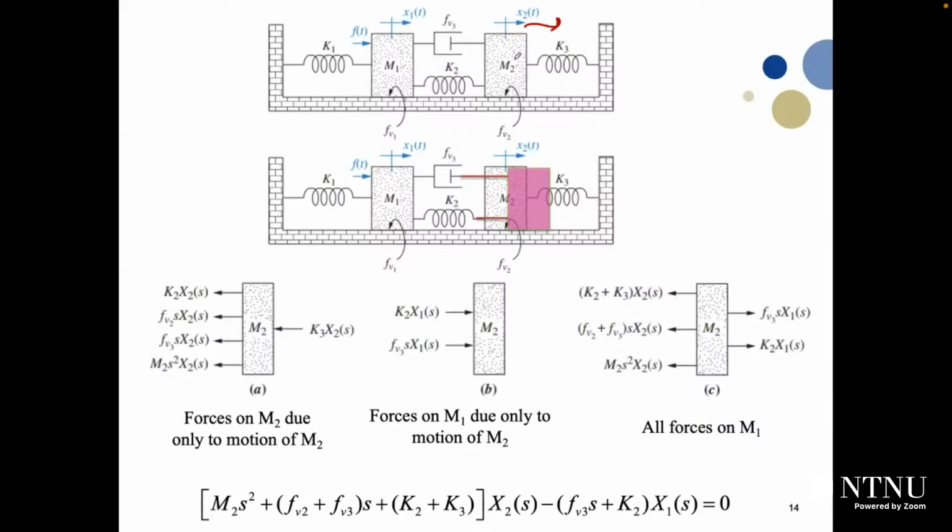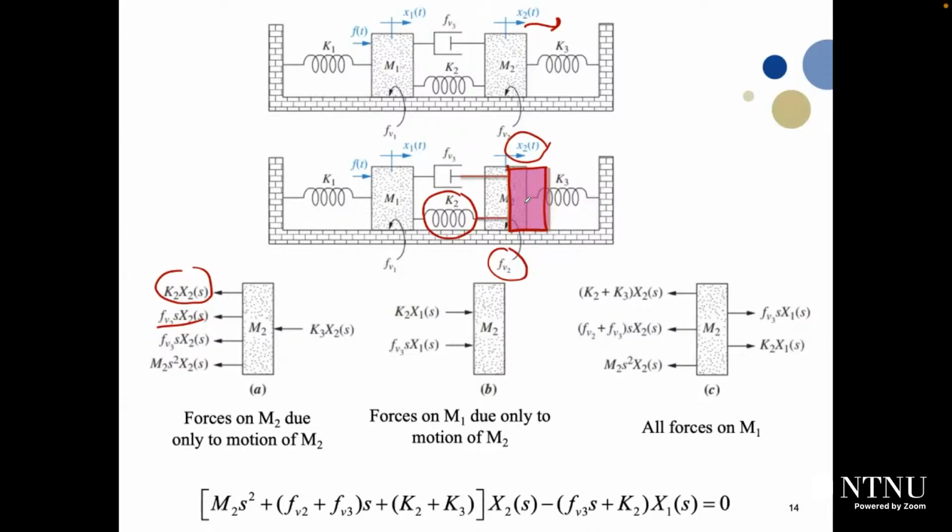So hold M1 and move M2 to the right-hand side, as you can see here, and find the forces acting on it. When we drag M2 to the right-hand side, what will happen? The spring K2 will resist this movement. It will generate a force proportional to displacement X2, so it will be K2 X2. And the damper FV2 will generate a force proportional to the speed of M2, so it will be FV2 multiplied by X2 of S. Also, FV3 will generate a force proportional to the speed of M2, so it will be FV3 multiplied by X2 of S.